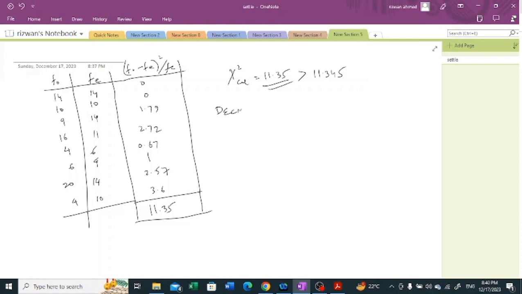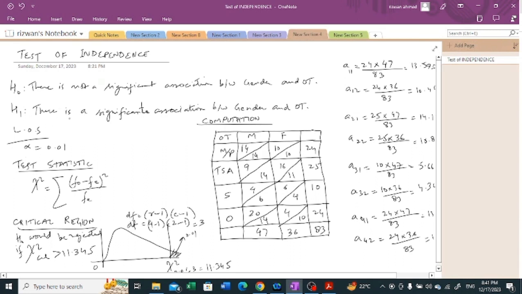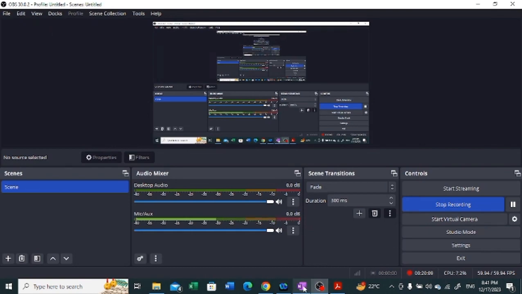So decision is, since chi-square calculated value falls in the rejection region, therefore H naught is rejected. And conclusion we can write down as, since chi-square calculated falls in the rejection region, therefore H naught is rejected, and the test results are statistically significant at the 0.01 significance level, and data provide sufficient evidence to conclude that, just mention the statement given in the alternative hypothesis, that there is a significant association between gender and occupation type. So that's all for this topic.